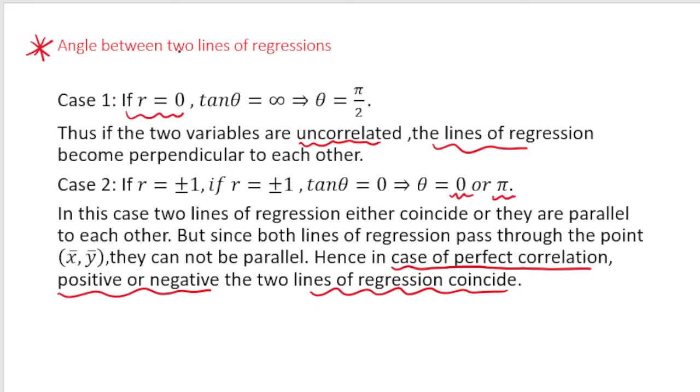So what is the first point? When there is no correlation, the lines are perpendicular to each other. When there is a perfect correlation, meaning r is equal to 1 or r is equal to minus 1, in that case the two lines lie over each other, meaning they coincide. So this is another important property.